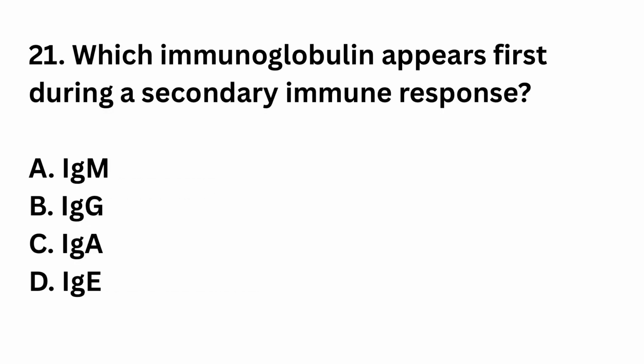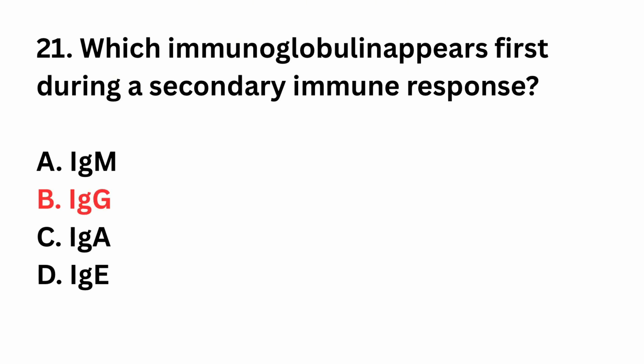Question number 21. Which immunoglobulin appears first during a secondary immune response? IgM, IgG, IgA, IgE. The right answer is option B, IgG. Memory responses produce IgG rapidly. It appears sooner and in higher amounts than IgM.